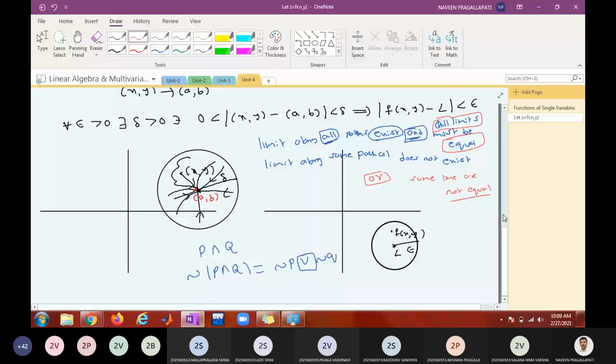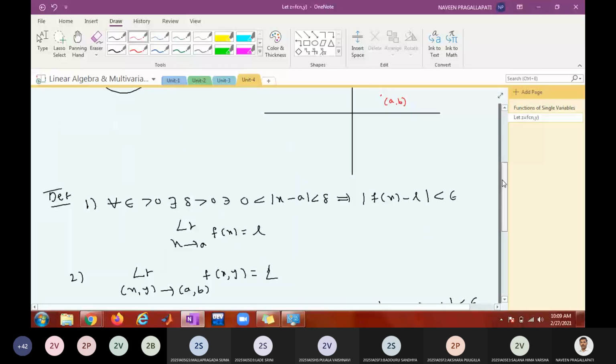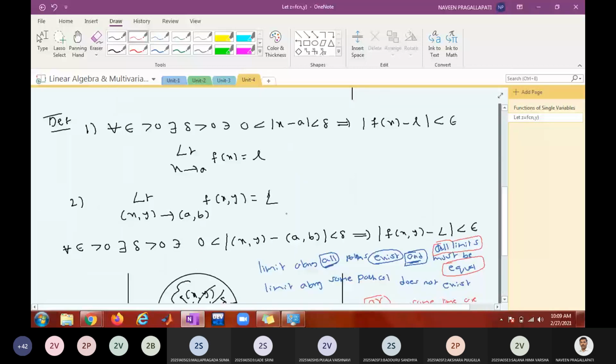Okay. So that is the limit definition of a function of two variables. In the next class we will see the definition of continuity, followed by the partial derivative definition, and followed by some chain rules and partial derivatives. And you need to be regular to the classes. If you are not attending the classes regularly, it will be difficult for you to cope up with the exams also.